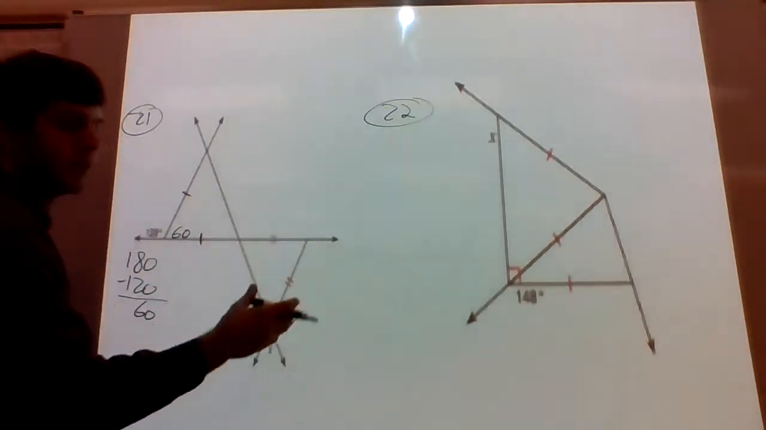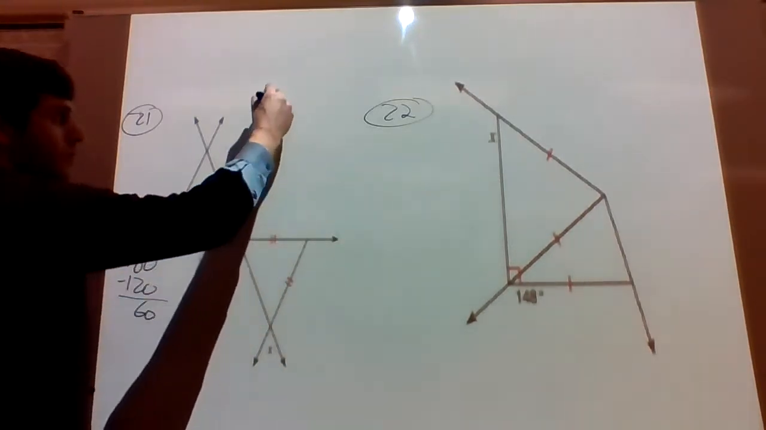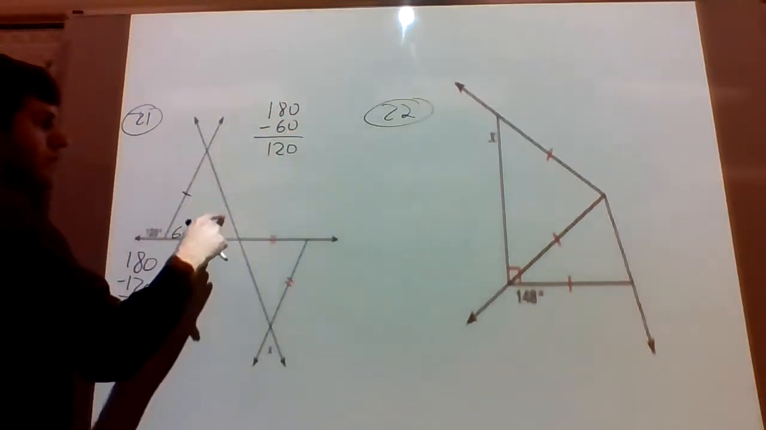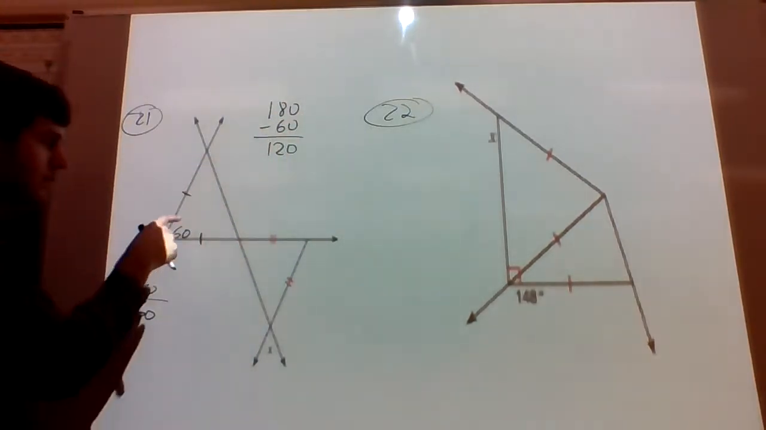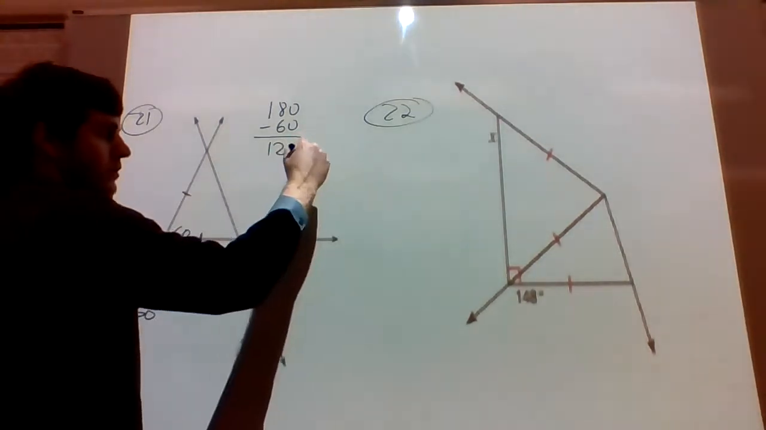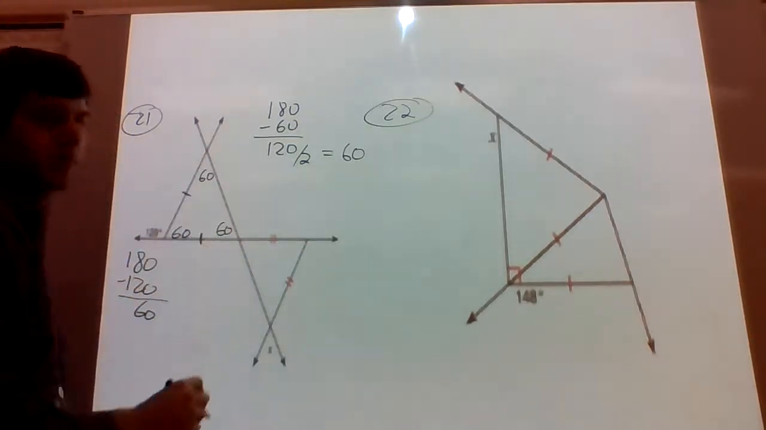Okay, the first way, again, whichever method you're comfortable with. We know 180 minus 60 is 120. So these two angles have to add up to 120. Since it's isosceles, we know they're the same. So all we have to do is divide by 2, and that's going to give us 60 and 60.